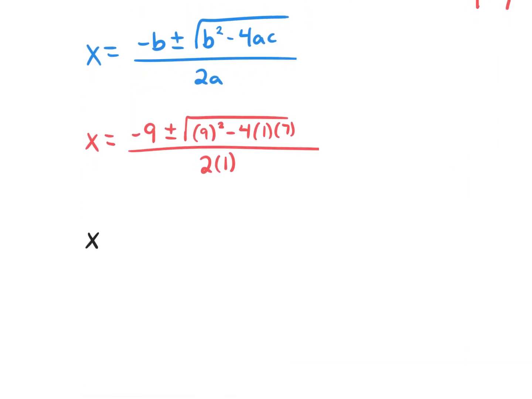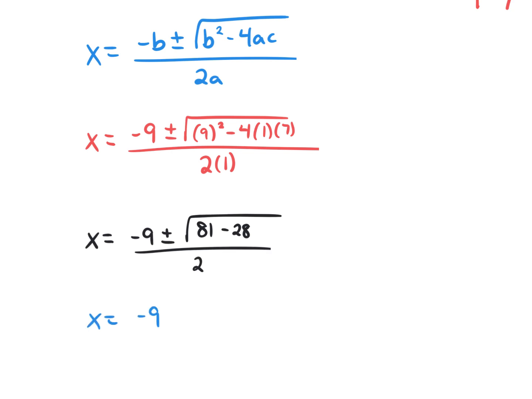From here, we just want to simplify as far as we can. So can I do anything with that negative 9 in front? No, so this stays as negative 9. On the inside there, what's 9 squared? 81. What do I do with these 3 numbers? Multiply. What do we get when we multiply those? Negative 28, divided by 2 times 1? 2. What can I still simplify? 81 and 28. Yeah, so we get negative 9 plus or minus the square root of 53 divided by 2.